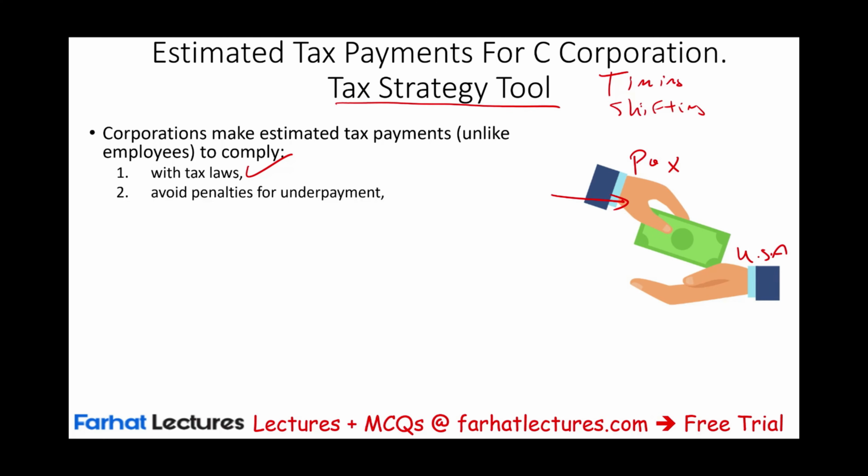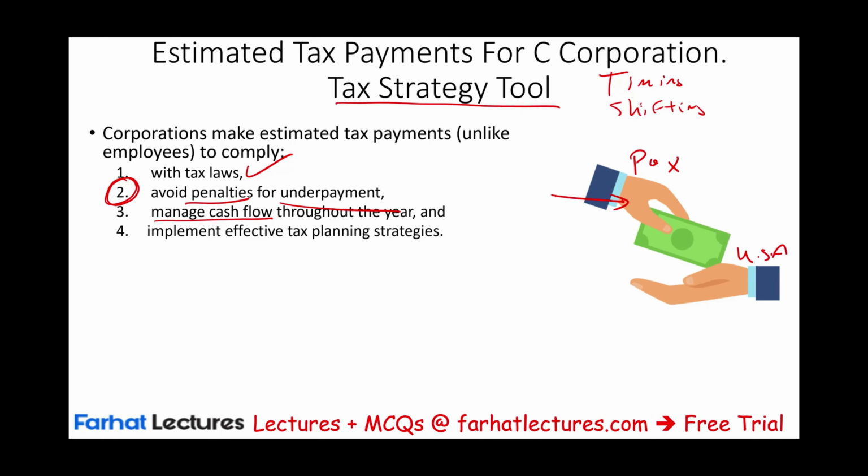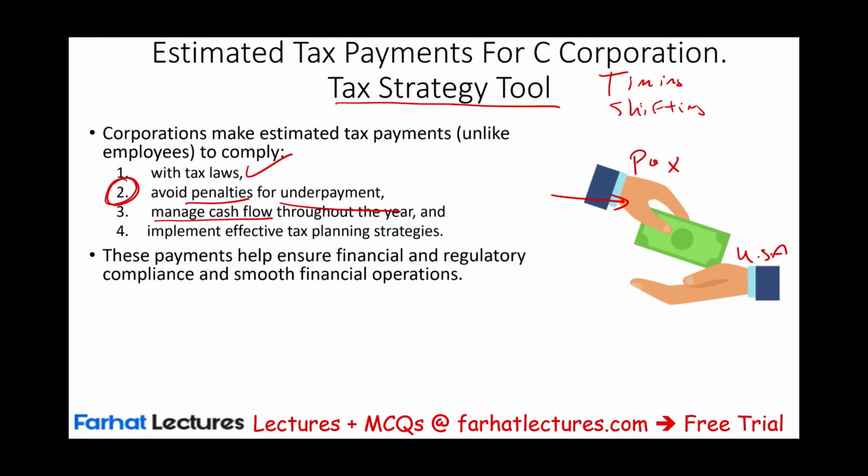The most important is you want to avoid penalties for underpayments. And this is what we will be focusing on. How can you avoid penalties for underpayment? In other words, pay the amount that is going to avoid charging you penalties or interest. Also, you want to make sure what's your tax bill, because for managing your cash flow, you want to know what is your tax bill. And this way you can implement an effective tax planning strategy. So these payments make sure you do two things. You are in compliance with the regulatory requirements of the IRS, and you make sure you have enough cash because you are looking ahead, knowing how much you are responsible for.